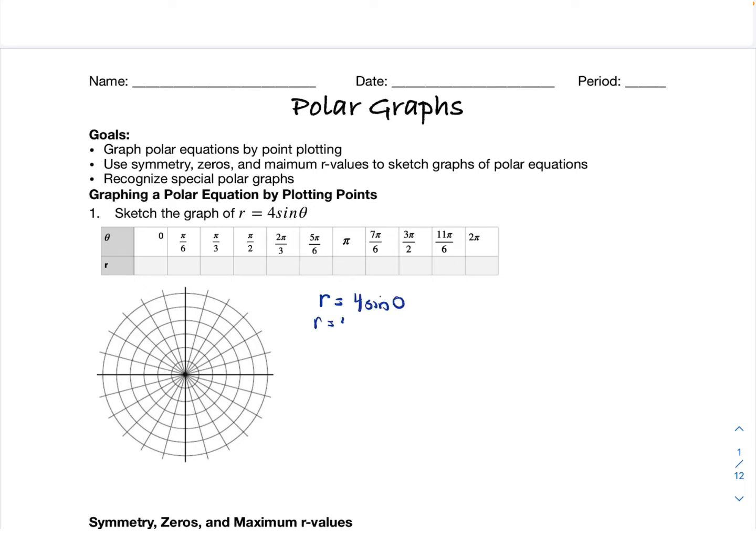So we're given the equation r equals 4 sine theta. So I'm going to figure out, if theta is 0, what would r be? r would be 0. And now what if theta was pi over 6? Then we get an r of 2. Now I'm going to repeat this for each of these points.